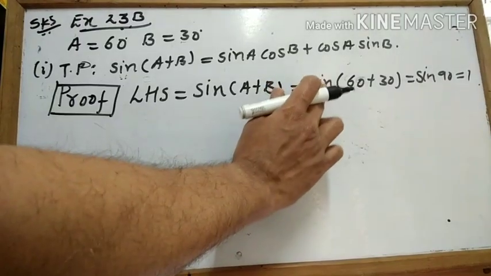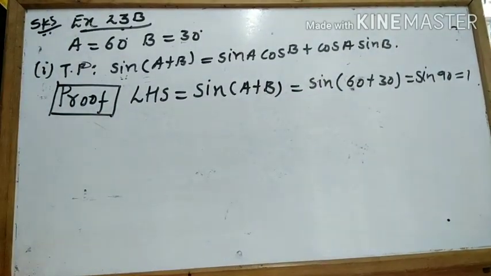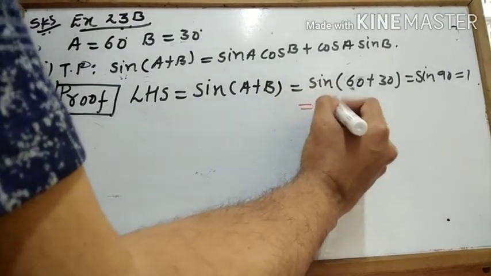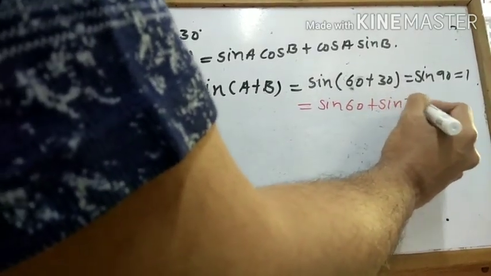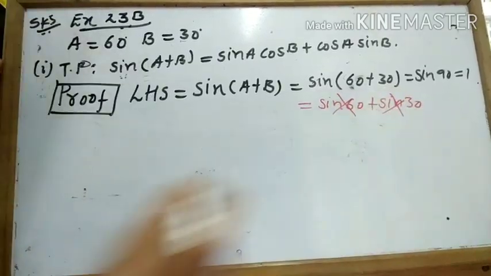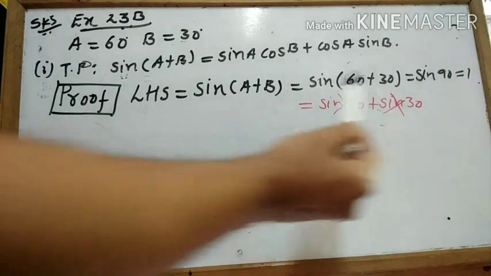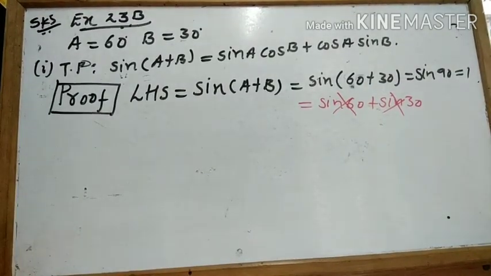Some students may make an error like sine 60 plus sine 30. Do not make this error. I have seen a few of you write this, and what I am writing in red is a wrong thing. This is not multiplication of sine into the values. This is wrong, so be careful. Whenever there is a bracket, you have to add the values of the angles and then substitute the value.